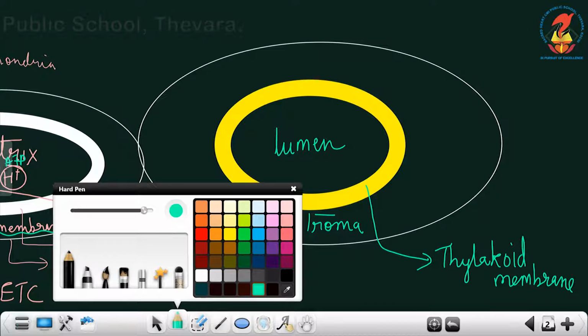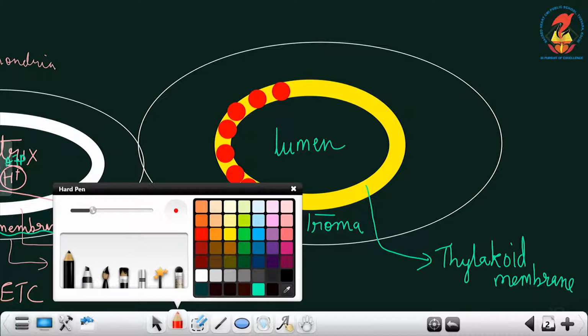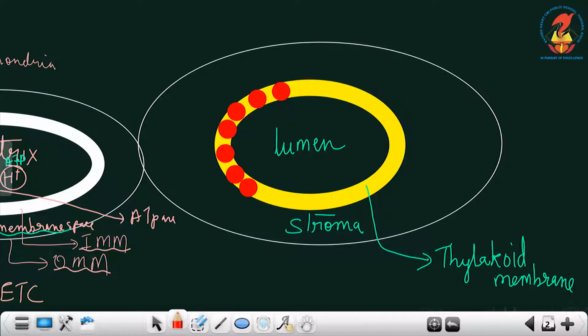Same color I am using, red. ETCs: one electron carrier, second, third, fourth, fifth, sixth, seventh. Okay, same number I am putting. Electron transport chain with 7 electron carriers, and it finally ends up with the ATPase. Look at the way I am drawing the ATPase here. See the opposite direction. The globular head is projecting into the stroma.